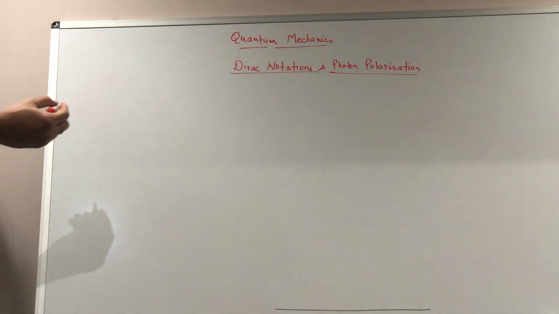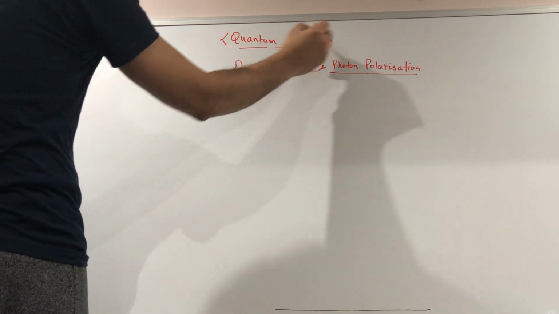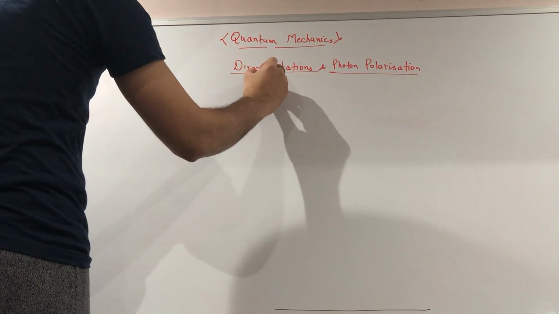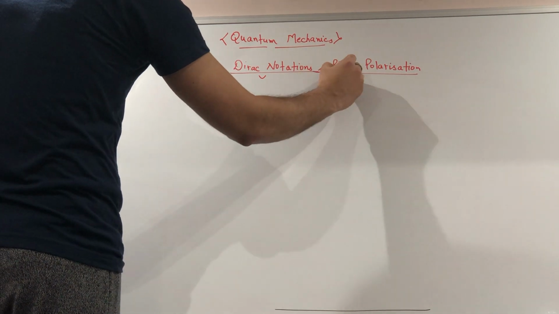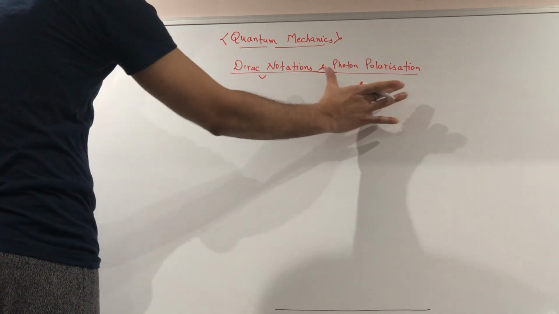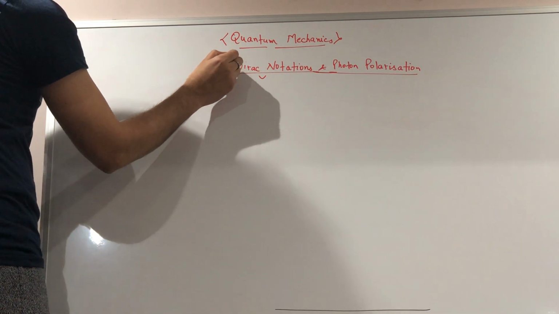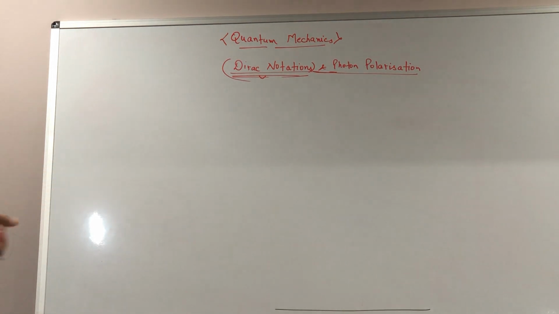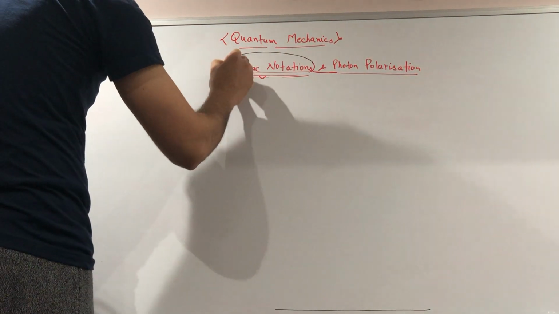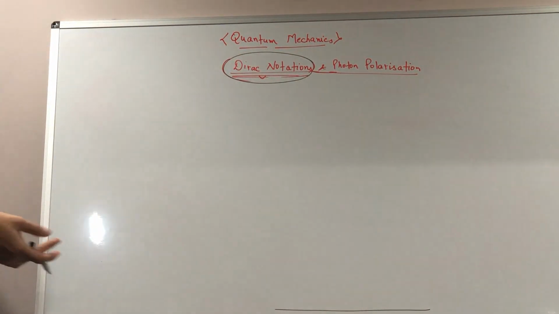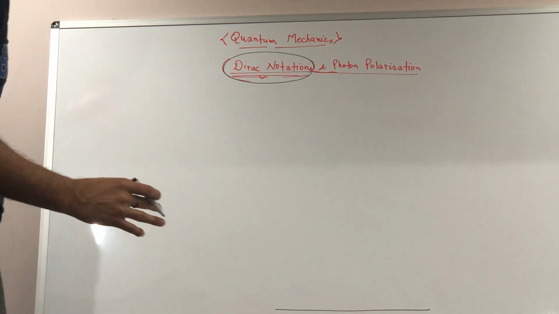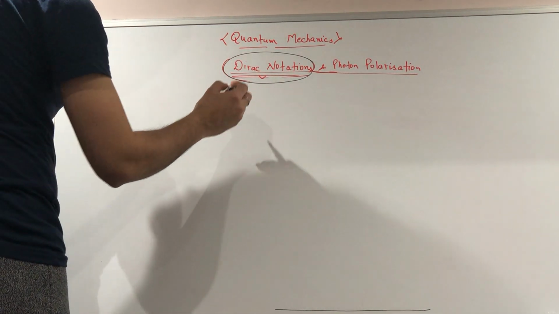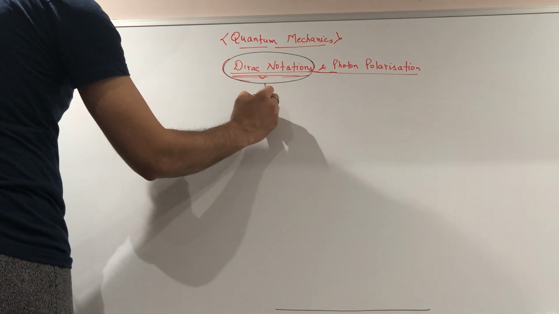Hello friends, today we are going to discuss quantum mechanics, the use of Dirac notations, and photon polarization. I will be explaining photon polarization by taking into consideration the Dirac notations. First of all, before we proceed, the first thing that hits our mind is why we need these notations. They are very bizarre, and the only answer to this is that these notations actually work.